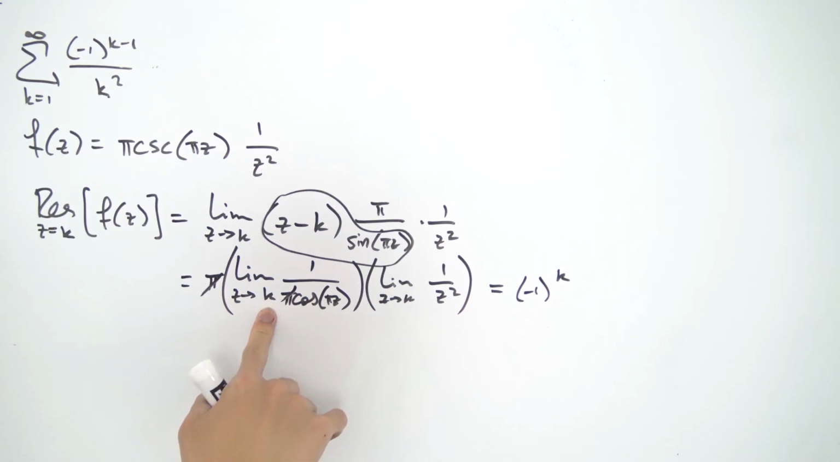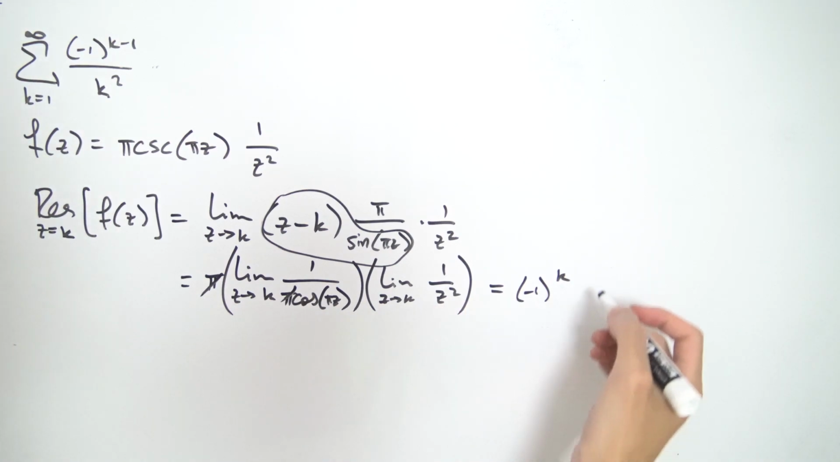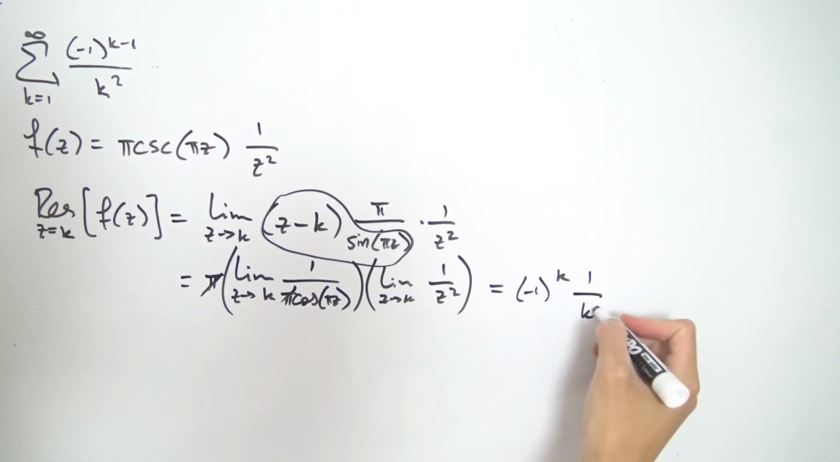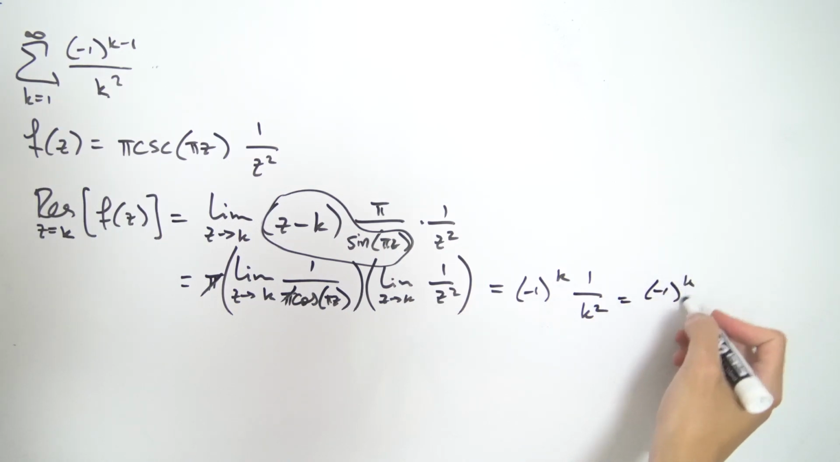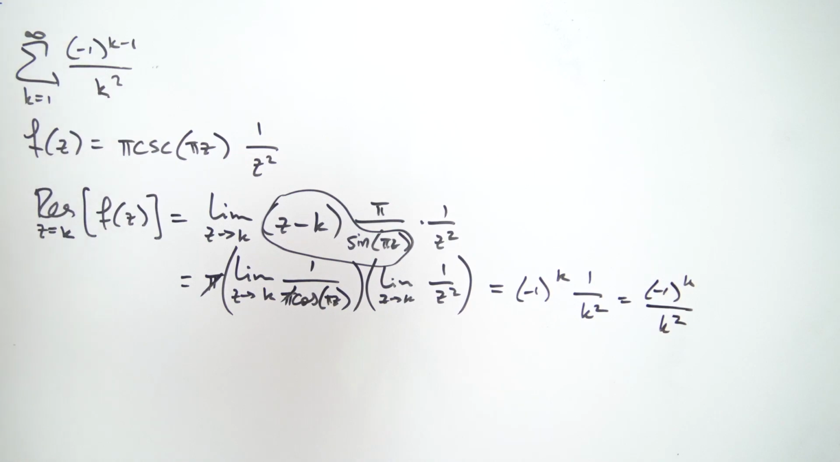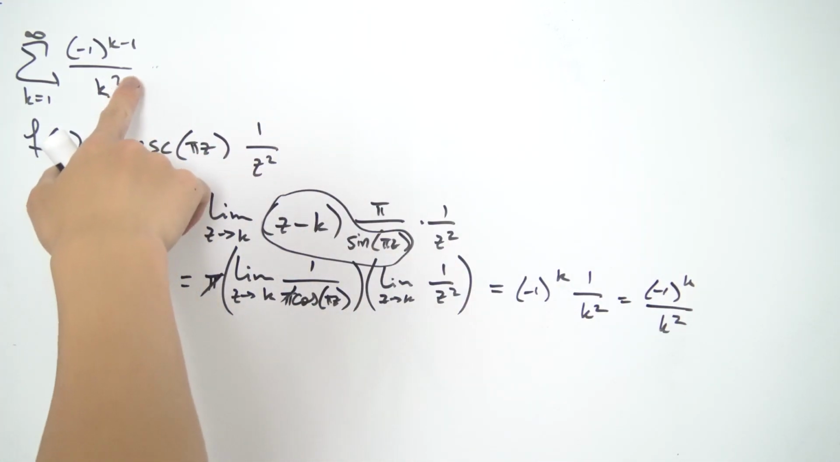Because, for example, if k is 0, then cosine of 0 is 1. If k equals 1, then cosine of just pi is minus 1, so it kind of alternates like that. And then finally the limit on this part, that's going to give us 1 over k squared. So overall, this is minus 1 to the k divided by k squared. And you may notice, well, this doesn't really quite fit what we have initially.